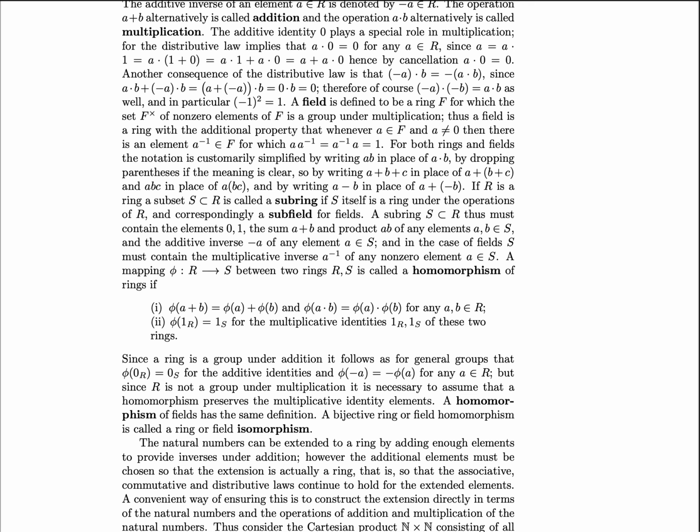A mapping phi between two rings, R and S, note that S need not be a subring anymore, is called a homomorphism of rings, or a ring homomorphism, if phi of a plus b is equal to phi of a plus phi of b, and phi of a times b is equal to phi of a times phi of b for any two elements in R, and that phi of the identity element of R is equal to the identity element of S, for the multiplicative identities of R and S.